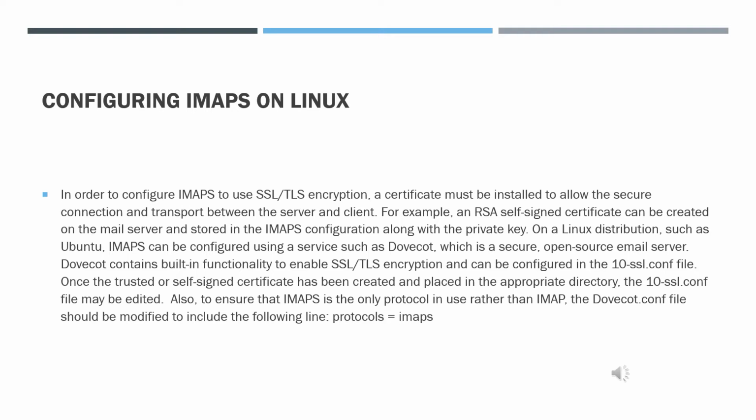Dovecot contains built-in functionality to enable SSL and TLS encryption and can be configured in the 10-ssl.conf file. Once the trusted or self-signed certificate has been created and placed in the appropriate directory, the 10-ssl.conf file may be edited. Also, to ensure that IMAPS is the only protocol in use rather than IMAP, the dovecot.conf file should be modified to include the following line: protocols = imaps.